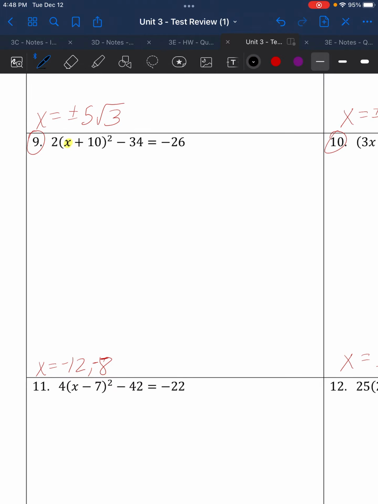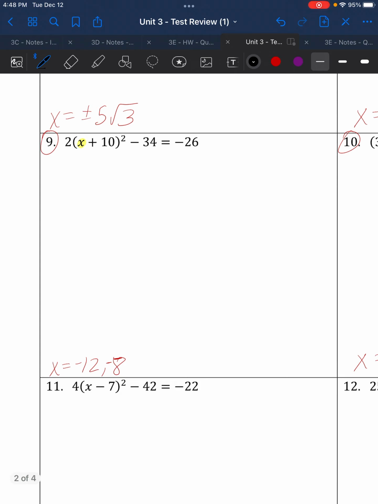All right, number 9. So here's again, we only see one variable in the whole problem, so we can solve for it. I'm just going to write off to the side from that variable what my order of operations are. I have inside the parentheses, so I'm adding 10. After I take care of the add 10, after that it would be exponents. So GEMDAS, we have inside the parentheses first, then you have exponents, so square. After we square, then the next operation is multiply by 2.